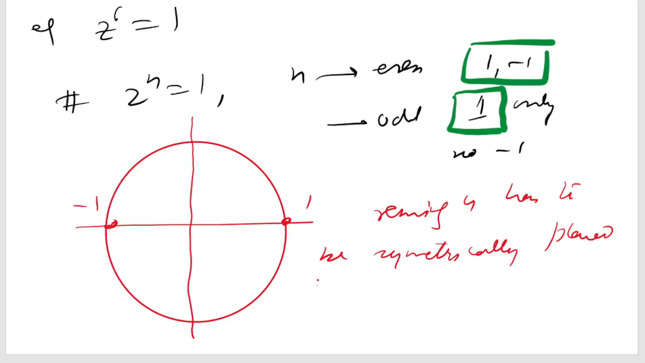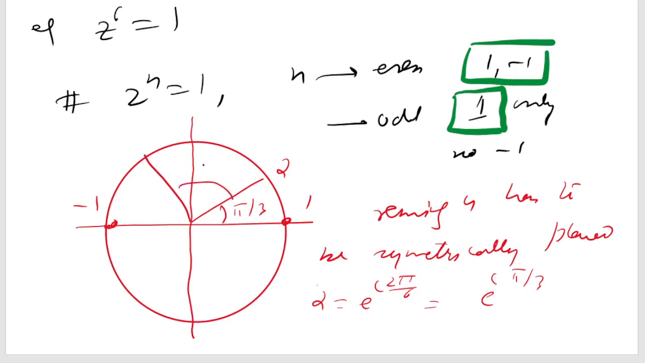Since this is one root, the other root is alpha. So alpha is e to the power i 2 pi by 6, or e to the power i pi by 3. So clearly this is pi by 3. This is alpha, and it has to be symmetrically placed. The other root will be 2 alpha, which is again 2 pi by 3.